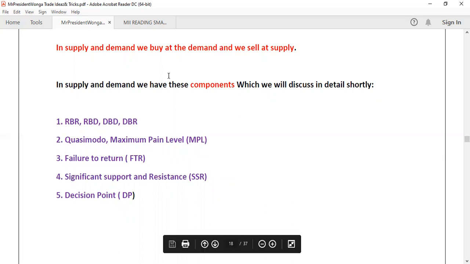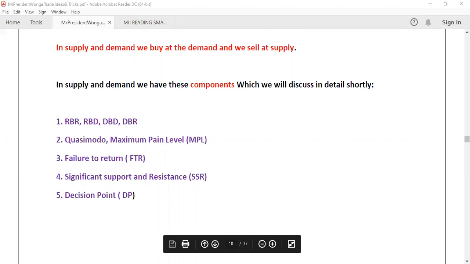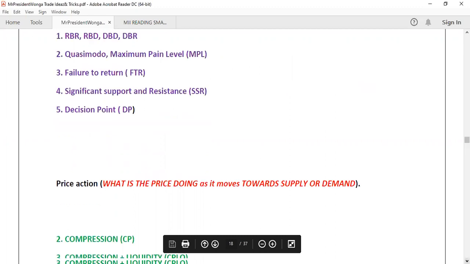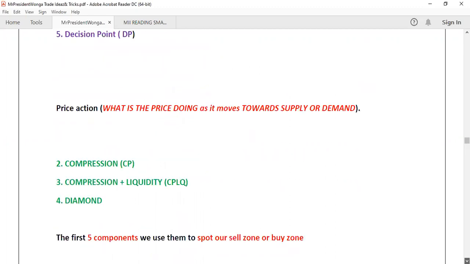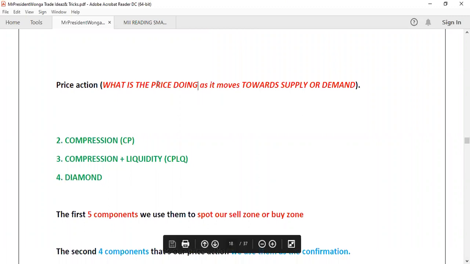Basically that means you saw what the price was doing: rally base rally, Quasimodo, and the maximum pain level is very important, where you see the actual change in the price. Then you've got the decision point, where the price has been moving in a certain direction and suddenly changed. Price action: what is the price doing? Is it moving towards supply or demand? Is the price compressing? You see a compression or a diamond. Those are some of the important things.